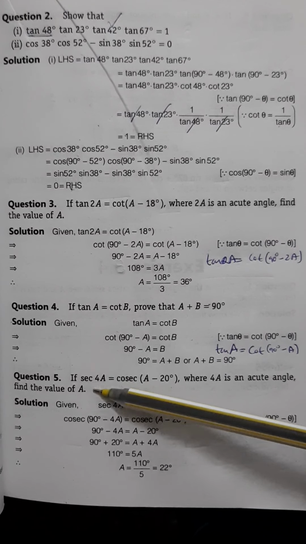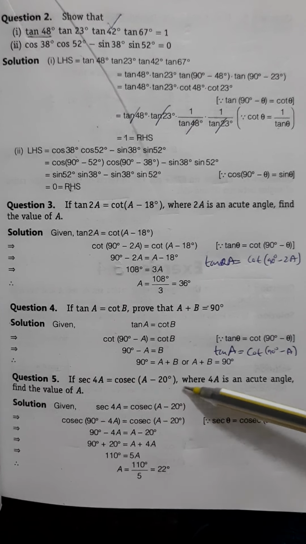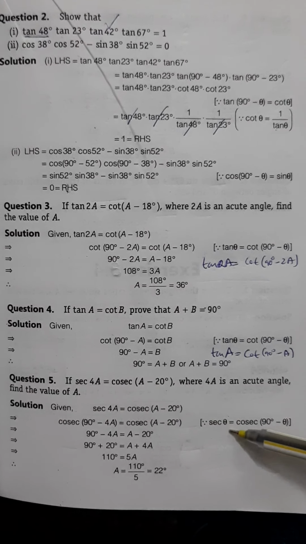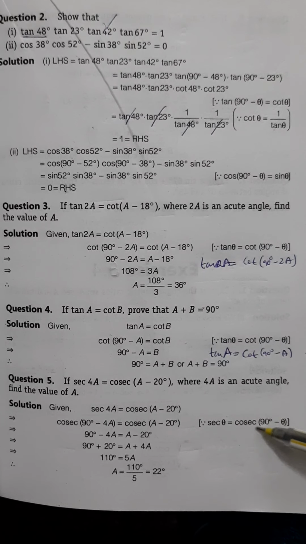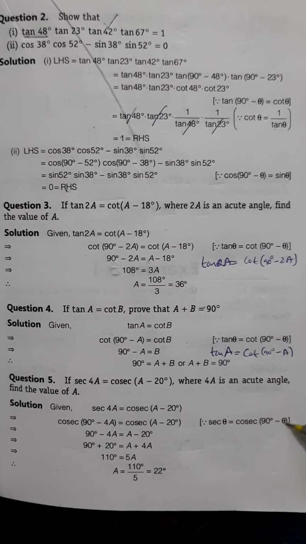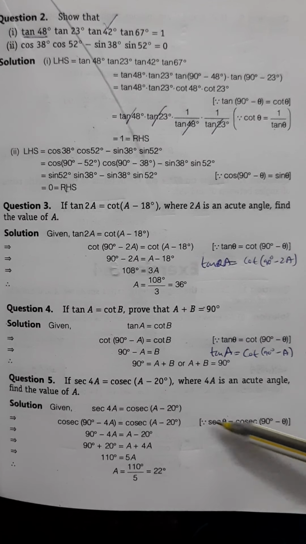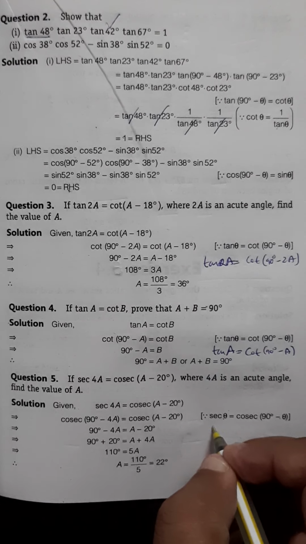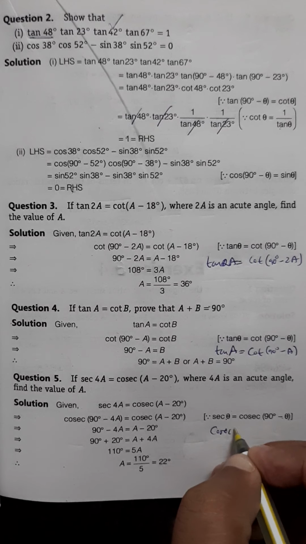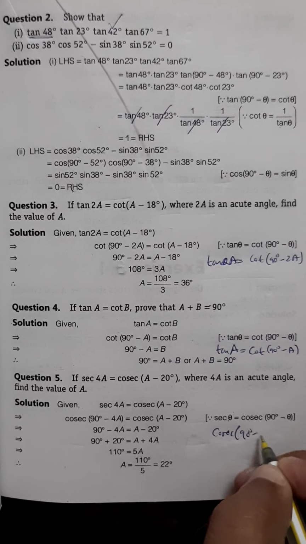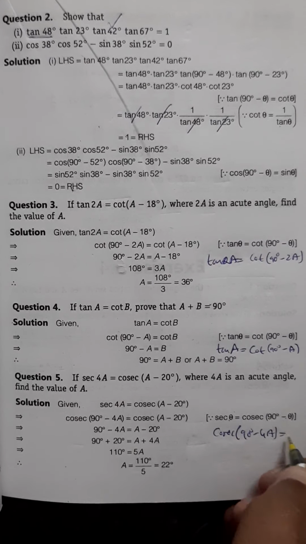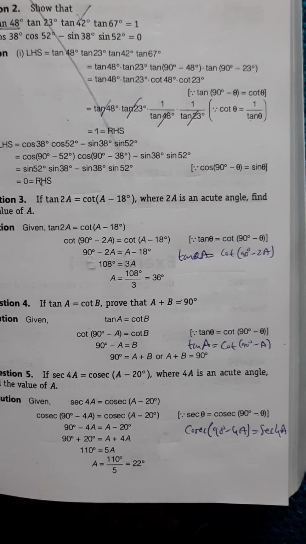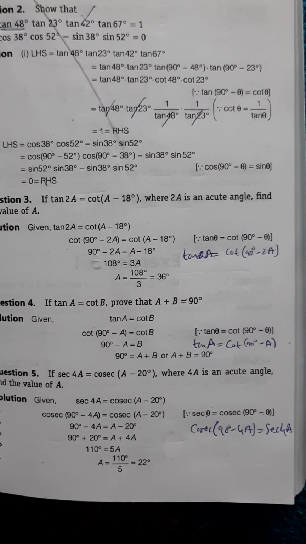Question number 5, sec 4a is cosec a minus 20. Again, same way, we know the identity. Sec theta is cosec 90 minus theta, or cosec 90 minus theta is sec theta. So I don't want theta, I want sec 4a. If I want 4a here, I have to replace with 4a here. So I'm going to write this as cosec 90 minus 4a, and I will get sec 4a.